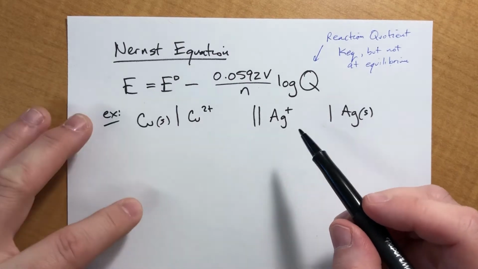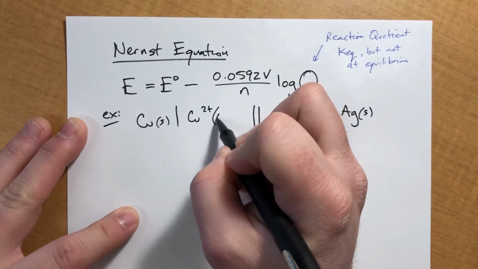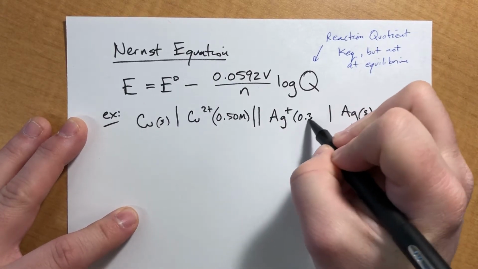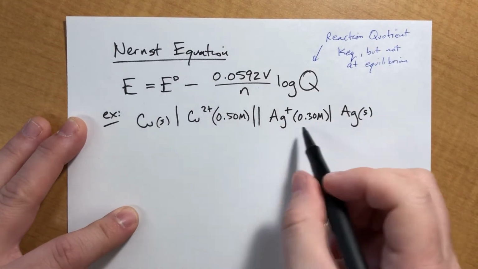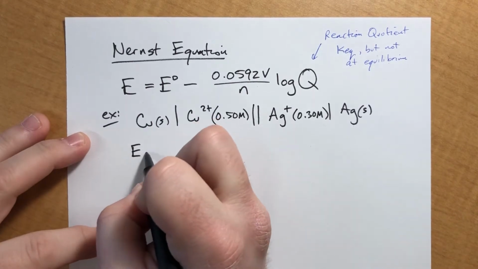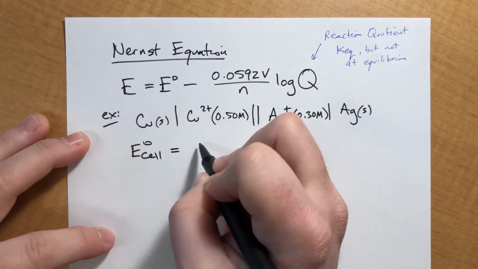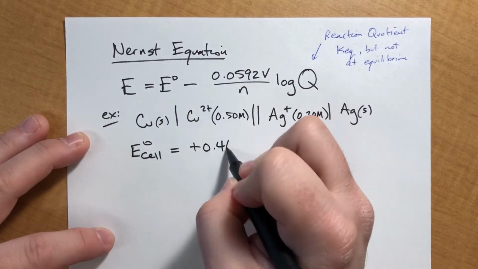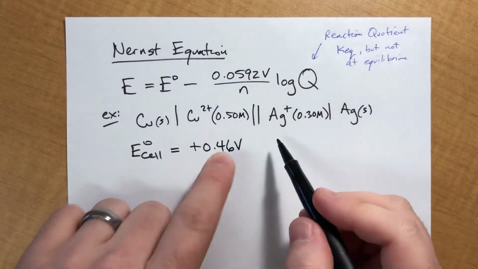Let's see what happens if they're not at 1 molar. What happens if this is only 0.50 molar and this is like 0.30? So similar concentrations, but not 1, like the reduction potential table requires to make any sense. The first thing we actually have to do is figure out the cell potential at standard conditions, which we did in the previous video. You just take this side minus that side. It comes out to 0.46. So if everything was 1, this is what it would be.